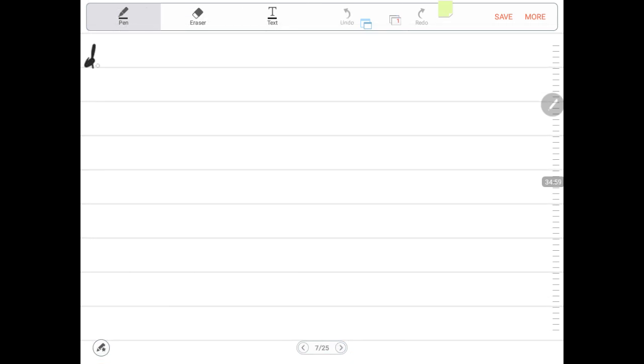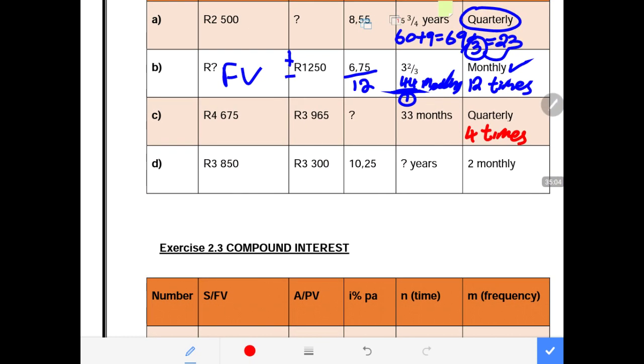Then we go to the last one, number D, that you've been longing for. Number D says that we do have future value, present value, and interest. We need to know our N. The interest is compounded 2 monthly, meaning 6 times a year, because if you know maths, there are 12 months in a year, and 2 goes 6 times in 12 months.